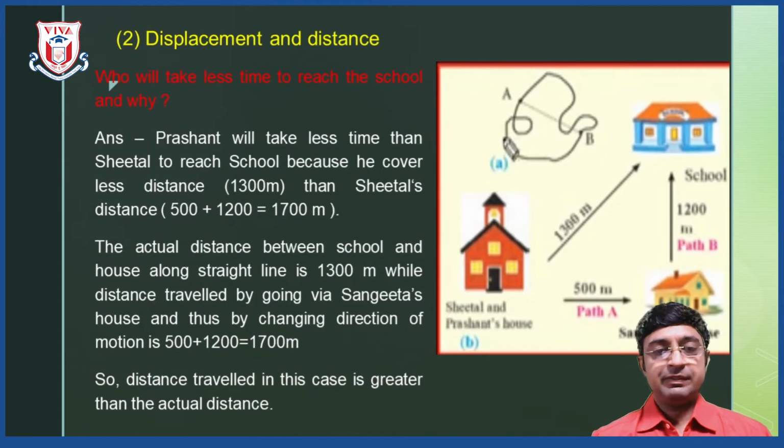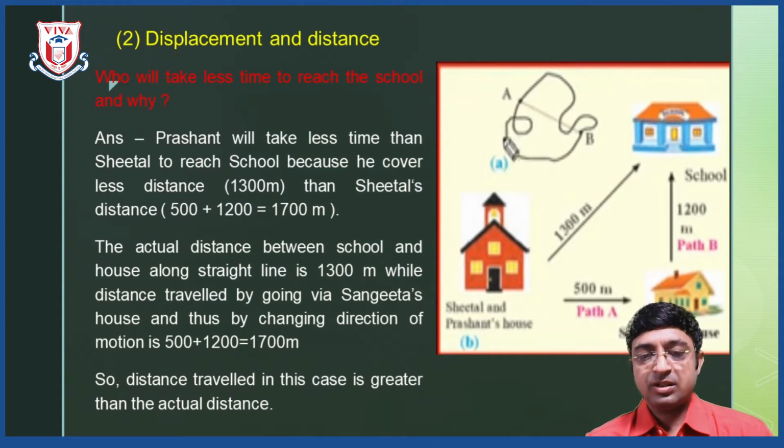Next point here given, displacement and distance. Question given for us. Who will take less time to reach the school and why? Now observe the figure. In the given figure, Sheetal and Prashant's house is shown at point B. Path A means Sangeeta's house, and from Sangeeta's house through the path B, school is there. And one more way is shown here, directly from Prashant's house to school. The lengths are given in meters.